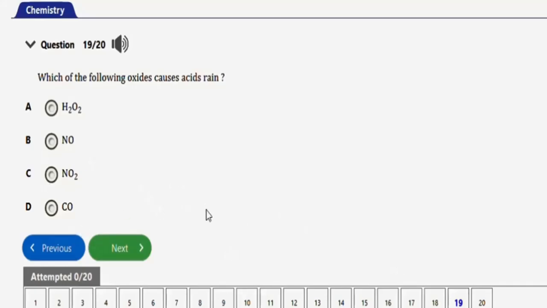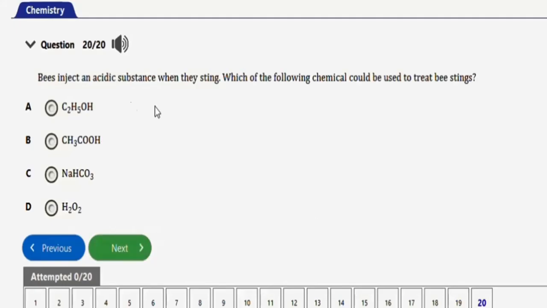The last question before I end this video will be this one. It says bees inject an acidic substance when they sting. Which of the following chemicals could be used to treat bee stings? So it's not ethanol, it's not ethanoic acid, it's not hydrogen peroxide. The right option is option C, sodium hydrogen carbonate.